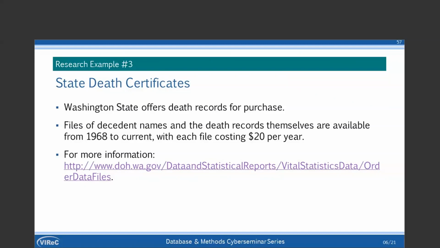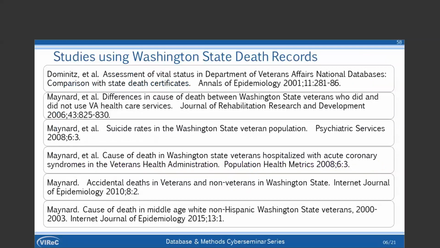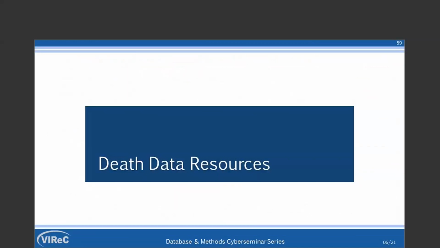So again, it's one state, but for a relatively low price, you can get a lot of information, a lot of death certificates, and research questions that may be of interest to you. There's a whole host of questions that can be addressed with these very complete death certificates. And I believe right now they do have the first 2 months of 2020. There are some studies published in the past 15, 20 years using Washington State death records.